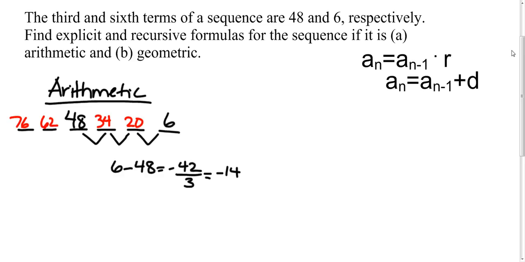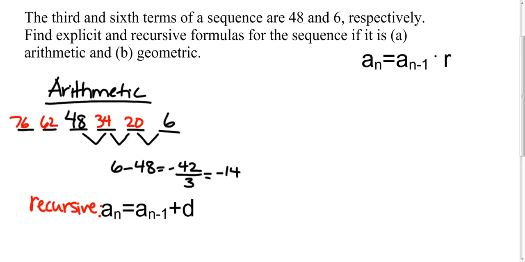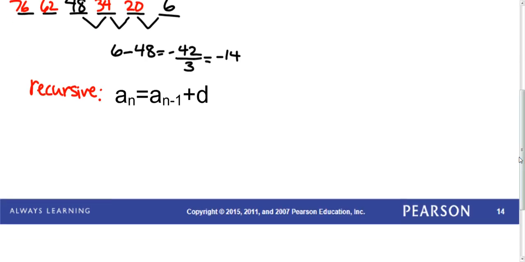So now, if I want to write a recursive formula, this is your recursive formula right here for an arithmetic sequence. I'll just put that next to it. And all I need to do is plug in the numbers that I have. So my recursive formula would be a_n equals a_(n-1) plus my constant difference, which is actually negative 14.